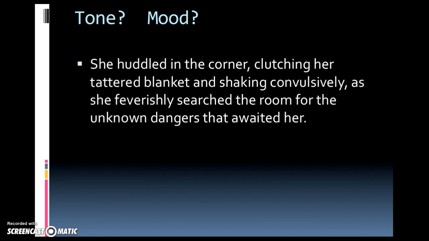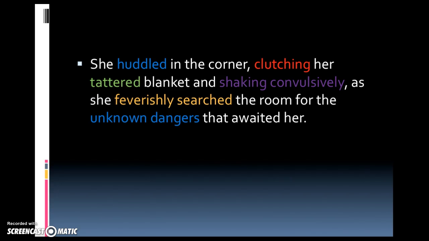She huddled in the corner, clutching her tattered blanket and shaking convulsively as she feverishly searched the room for the unknown dangers that awaited her. Look at the word choice and try to determine the tone and mood. Here you'll see huddled, clutching, tattered, shaking convulsively, feverishly searched, and unknown dangers as clue words for the mood and tone. Now, you write what the mood and tone is.